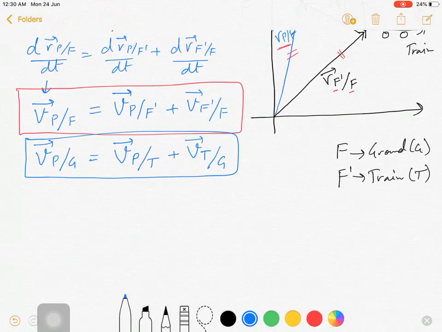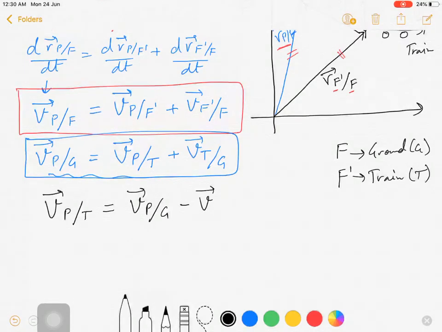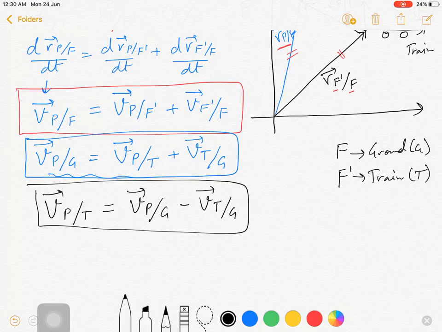Now rearranging this equation, it will look like: velocity of particle P with respect to train is equal to velocity of particle P with respect to ground minus velocity of train with respect to ground. So you can see that velocity of particle P with respect to train is nothing but velocity of particle P with respect to ground minus velocity of train with respect to ground.